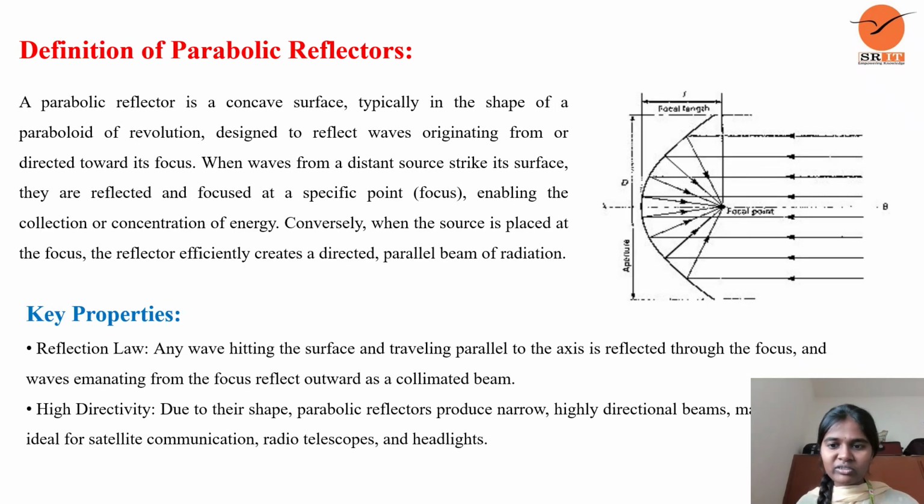Parabolic reflectors are designed to reflect waves originating from a source and direct them towards its focus. When waves from a distant source strike the surface, they are reflected and focused at a specific point called the focus, enabling the collection and concentration of energy. Conversely, when the source is placed at the focus, the reflector efficiently creates a directed parallel beam of radiation. These are the key properties of parabolic reflectors, that is, reflection and high directivity.